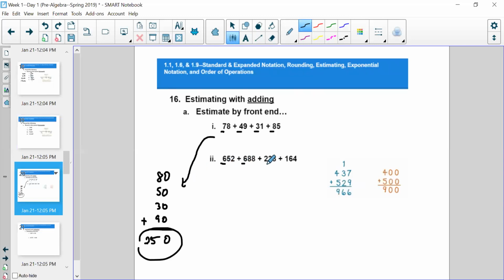652, I'm looking at all the 100s. So 652 would be 700. 688 would be 700. 238 would round down to 200. 164 would round up to 200. So that's 14, 15, 16, 17, 1,800 as a front-end estimate.